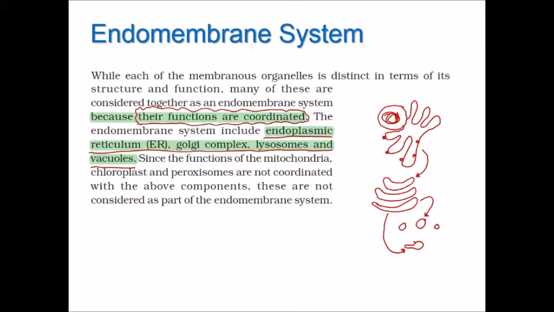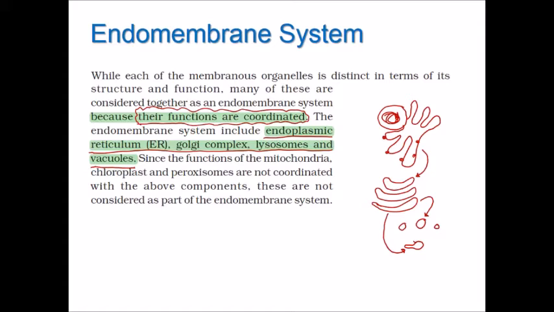Their functions are coordinated. So this group of cell organelles whose functions are coordinated, they form a system called endomembrane system. So you should remember which are the cell organelles involved in the system. First one is endoplasmic reticulum, second one Golgi complex, third one lysosome, and fourth one vacuole.